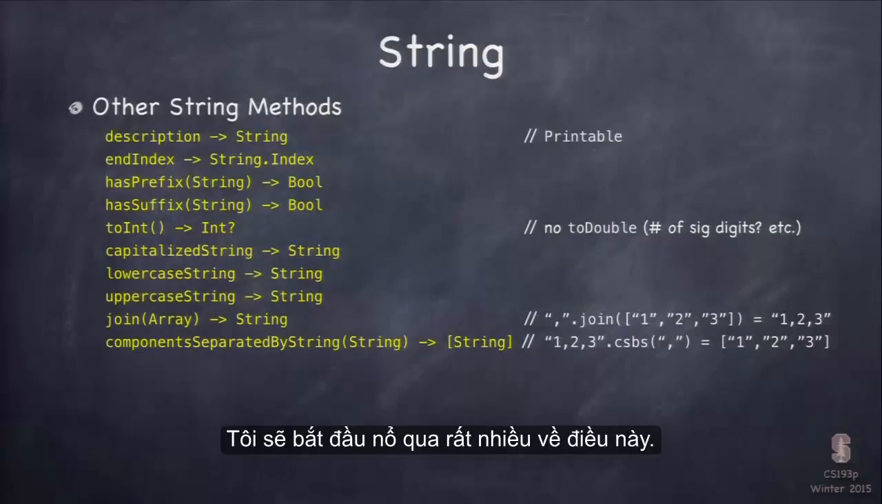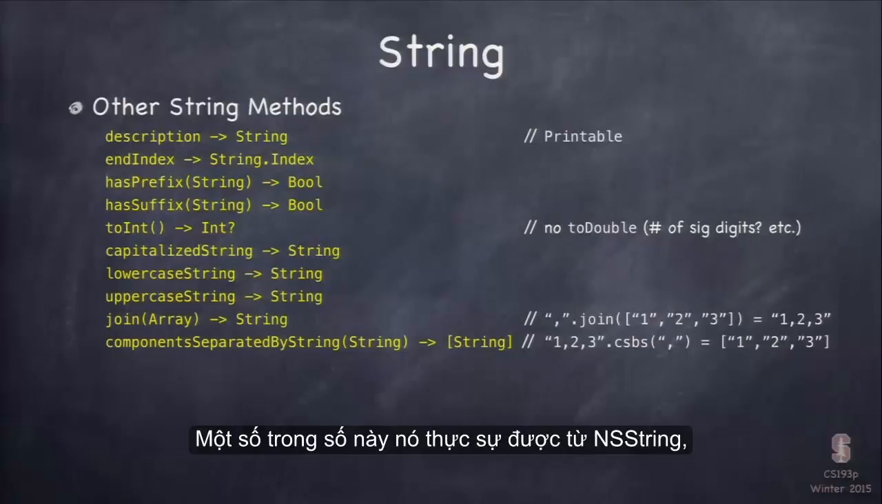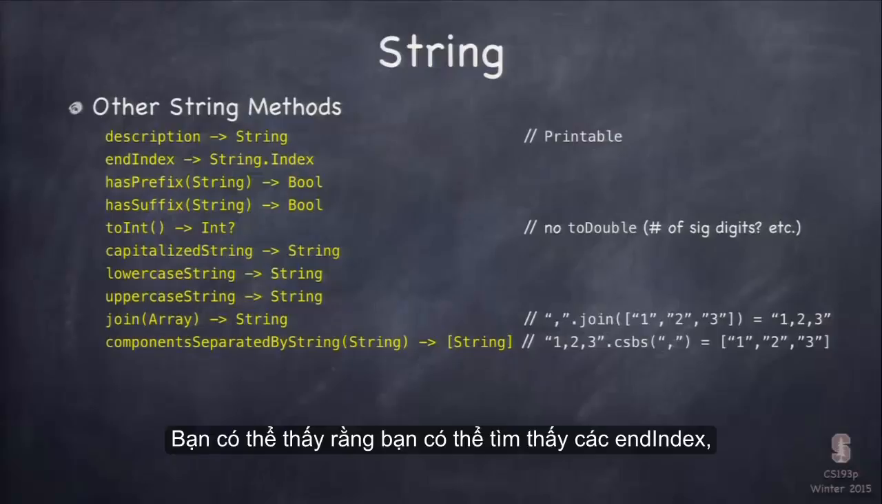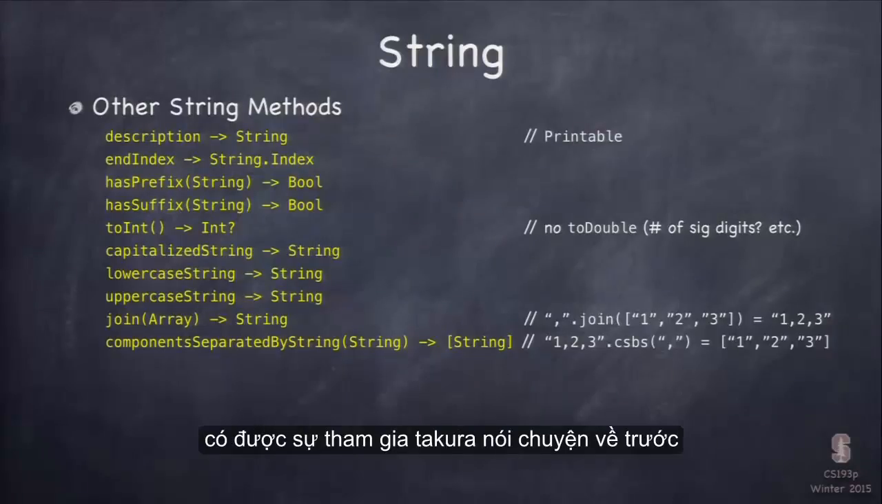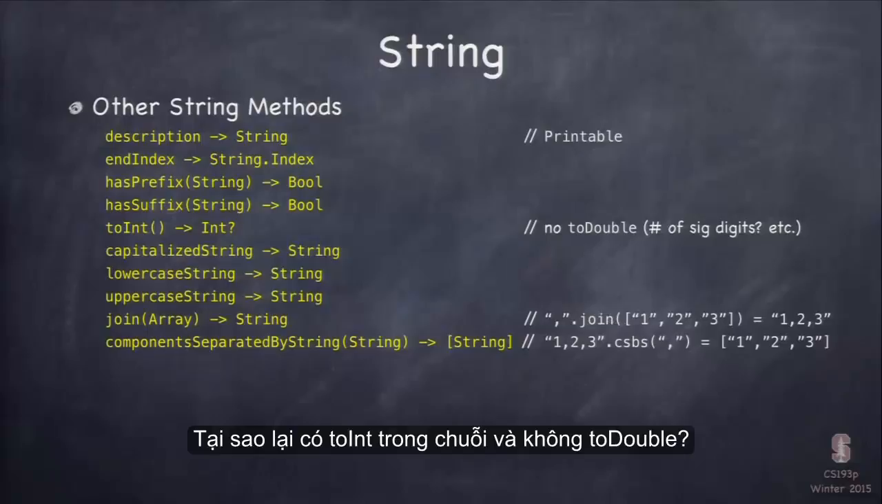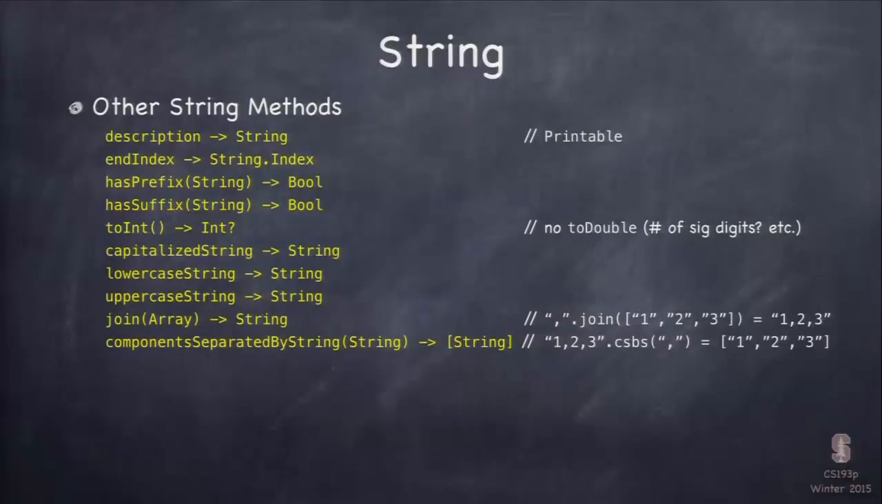Other string methods, I'm going to start blasting through a lot of this. You can look these all up in the documentation. Some of these it actually gets from NSString, which I'm going to talk about in a moment. You can see that you can find the end index. There's that join I talked about before. Notice that there's toInt, but not toDouble. Why is there toInt in string and not toDouble? Anybody have an idea why that is?